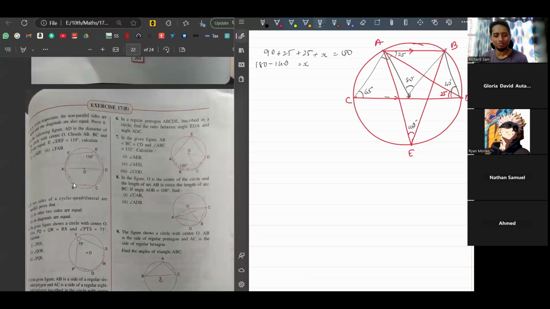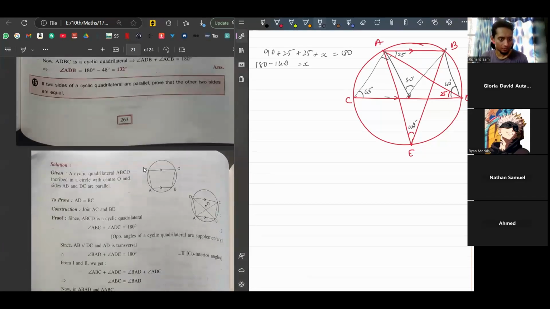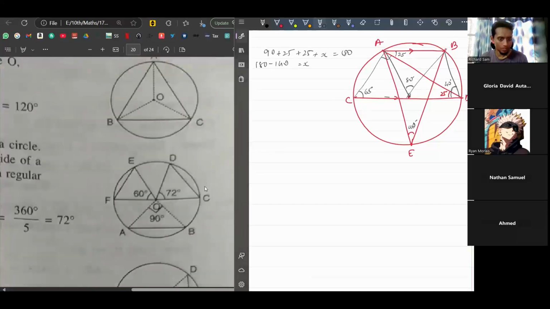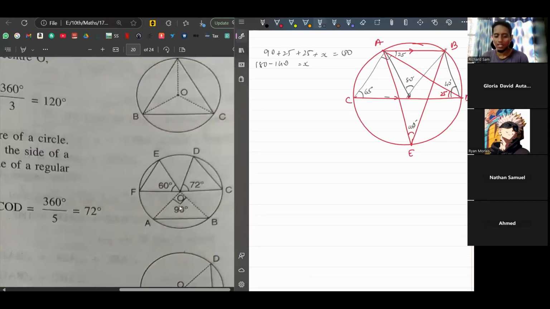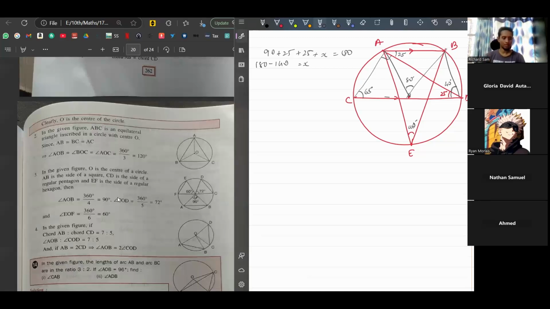In the B part, there are some properties like this. Remember this? If AB is the side of a square, then the angle it makes at the center will be 360 divided by 4. If EF is the side of a hexagon, then the angle it subtends at the center will be 360 divided by 6, because a hexagon has 6 sides. If DC is the side of a pentagon, then the angle it makes at the center will be 360 divided by 5. These are not theorems, but properties that are used in the B part.